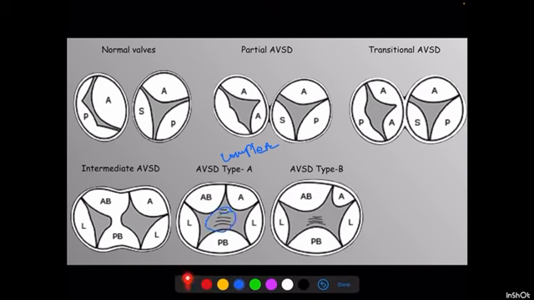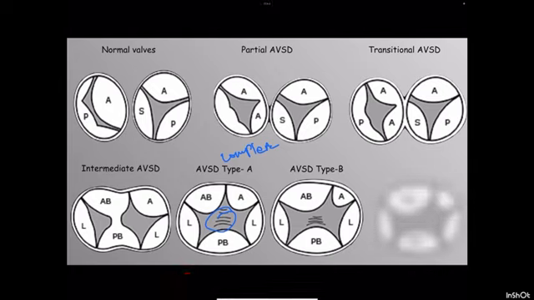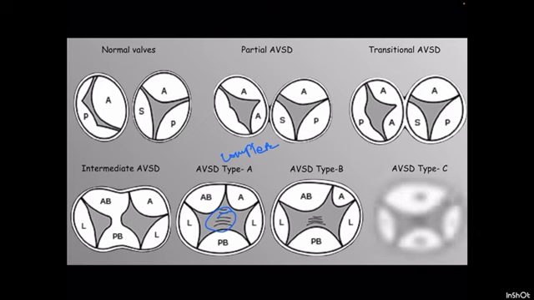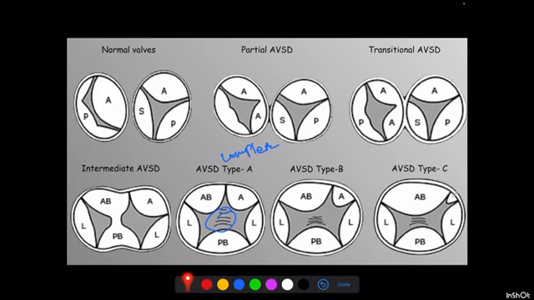One orifice. This is the type B. What is the difference between type A, type B, and type C? We will discuss in the subsequent slides. The anterior cusp is smaller when compared to the previous one, and this is also smaller because the anterior bridging leaflet overrides or crosses the septum.